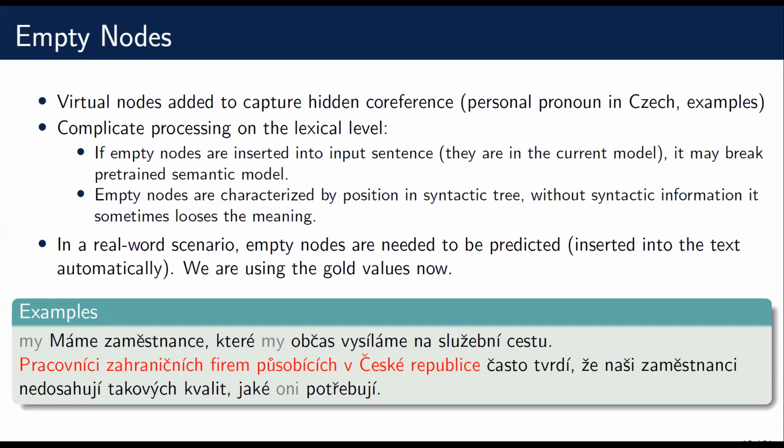And if you want to find the coreference relation between the "we"s, then in Czech we don't have these words in the sentence. They are not mentioned, they are implicit, hidden in the morphology of the words. So we need to add them as virtual nodes in the data.